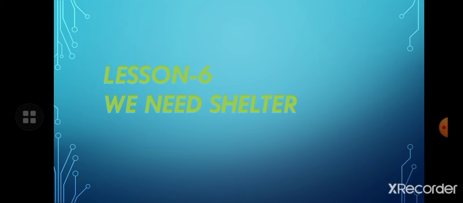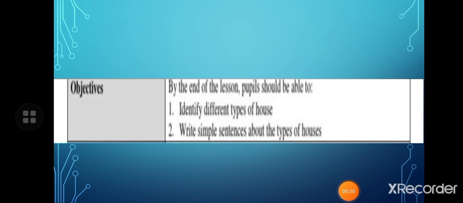people who make our house and the qualities of a good home. So children, let's start the reading. And children, these are the learning objectives of this chapter: after the completion of the chapter, you will be able to identify different types of houses, and you will be able to write simple sentences about the types of houses.